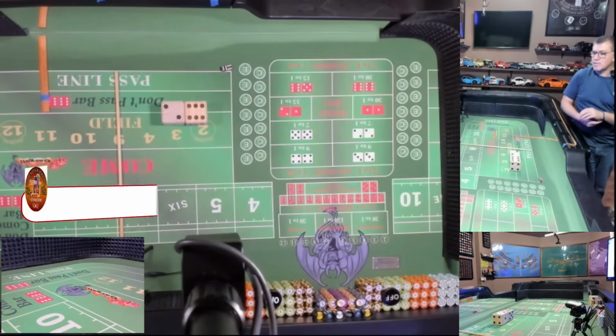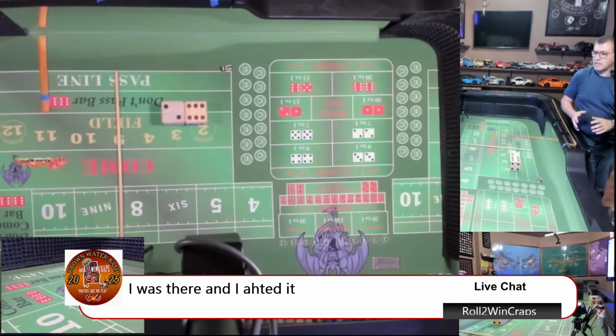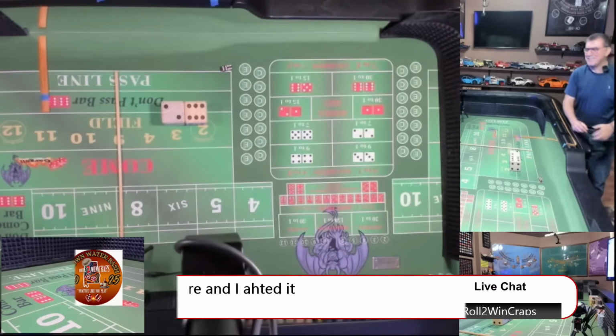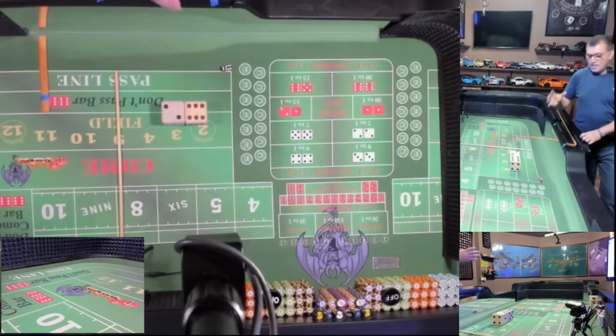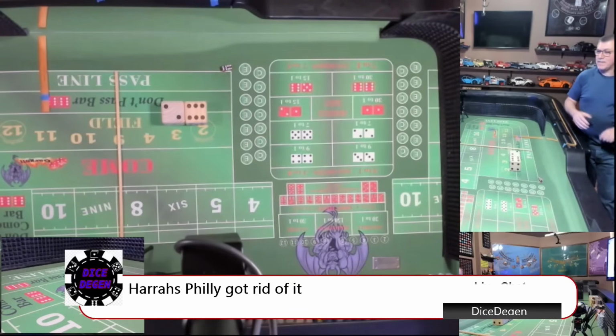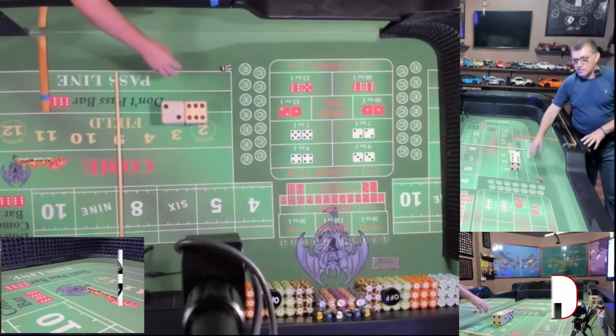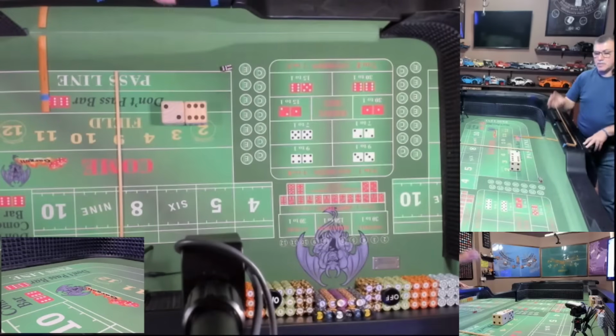You've got to remember, the casinos, while they don't want to admit it, if they see a dice setter and they're doing good, they will do whatever they can to play mind games, because at the end of the day, they don't like to lose money. They don't like to lose money.